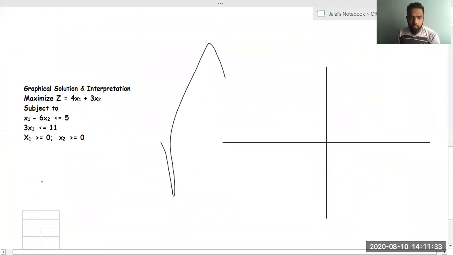Okay, so I'll show you this question by graph also. x1 by 5 plus, just look at this equation, I'm trying to simplify this equation, plus x2 divided by minus 5 by 6 is equal to 1.